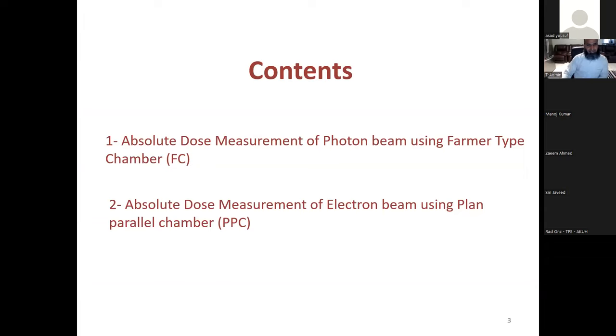So this presentation is actually based on what Asad has requested me. We have absolute measurement for photon beams using the Farmer type chambers. Basically, this is reference dosimetry for photons and reference dosimetry for electrons. They don't use absolute terms anymore. The absolute term is not relevant anymore. Previously they used the absolute term, but now they are using reference dosimetry. Another one is on the electrons, which we can discuss after the end of the meeting. As Manoj has said, we can discuss this when we go to the next session. So yeah, can you go to the next slide, please?